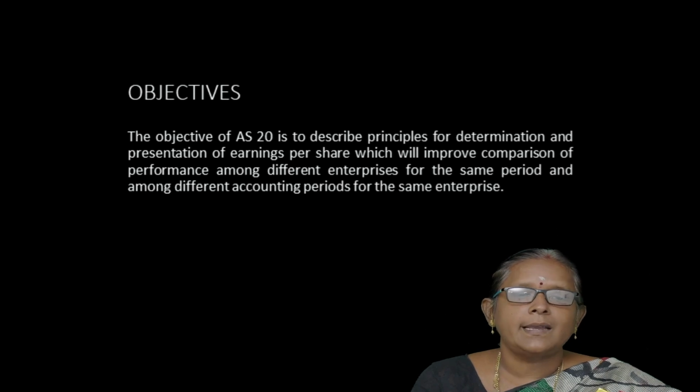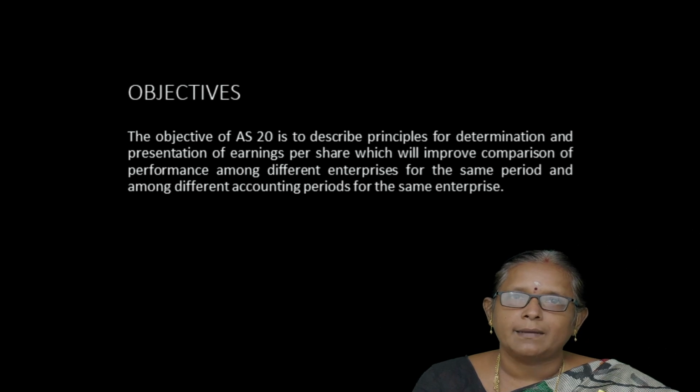So let us see the objectives of AS 20. The main objective of AS 20 is to describe principles for determination and presentation of earnings per share. Determination means calculation of earnings per share, and presentation means showing it in the financial statements of the company, which will improve comparison of performance among different enterprises for the same period.